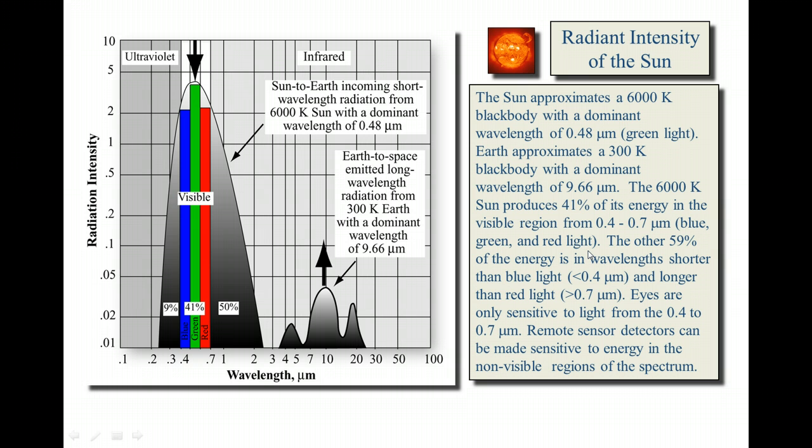So again, this gives you a slightly different look at the blackbody curves for the Sun and for the Earth. Again, slightly modified here, but we want to get through the first part of this to get a sense for what we are trying to sense, not just with Landsat, but with some other sensors that we have and will be working with in this course.